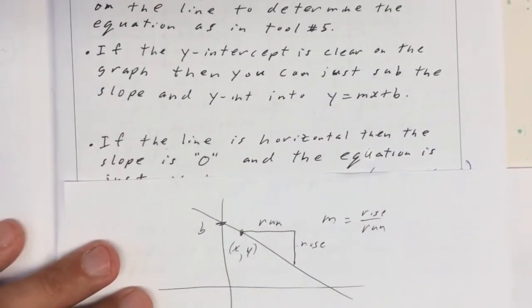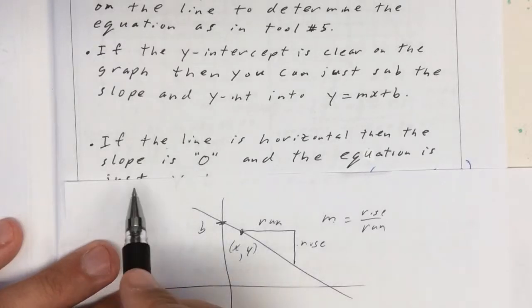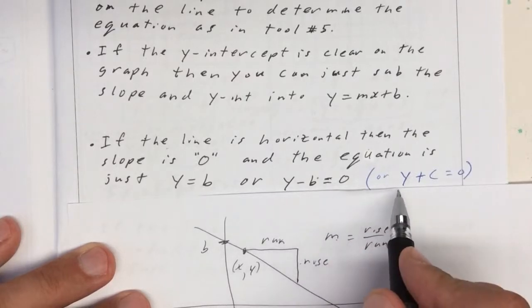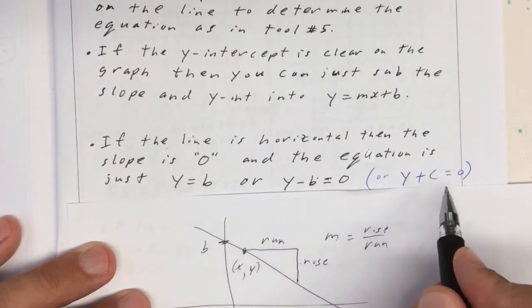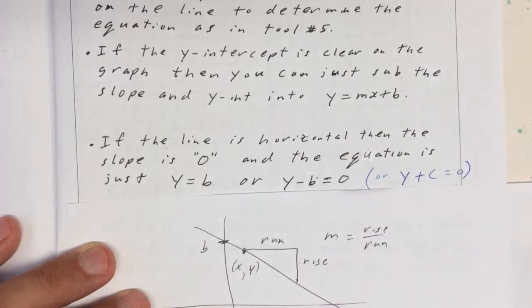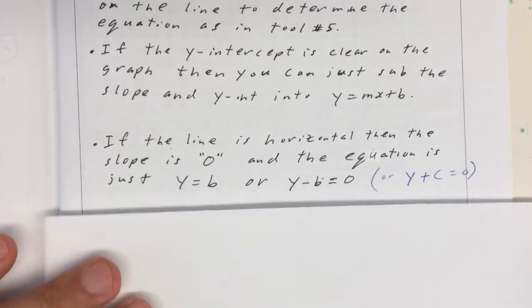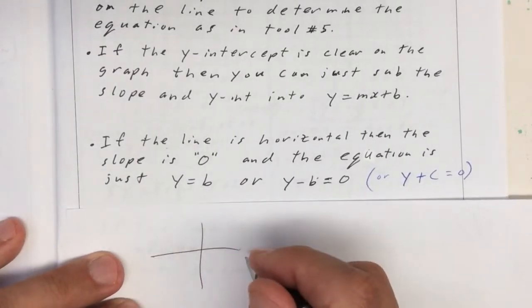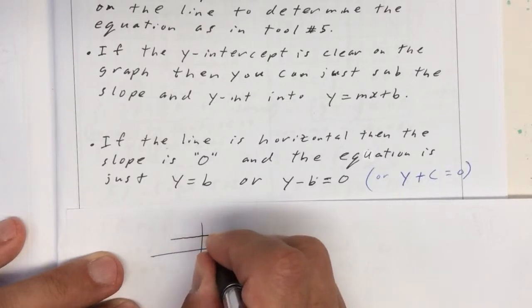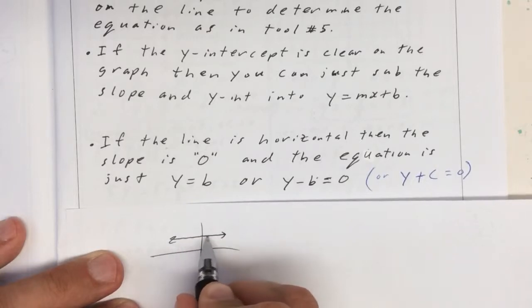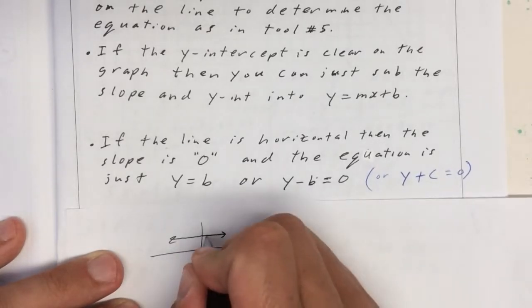If the line is horizontal, then the slope is 0, and the equation is just y equals b, or y minus b equals 0, or y plus c equals 0 if you're thinking of standard form with the c in it. So y equals b is a horizontal line. The only restriction on it is that y equals a certain value. If you had the axis, there's a horizontal line. Doesn't matter what x is, but y has to be the same value going across there, so y equals b.